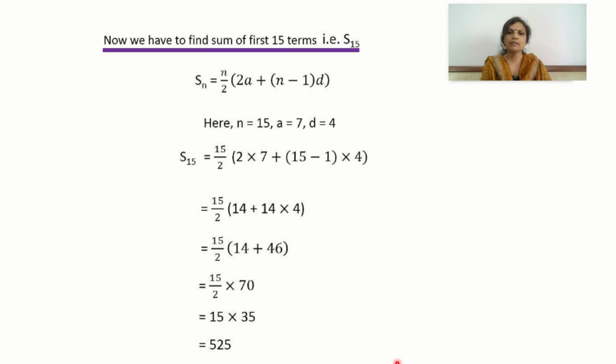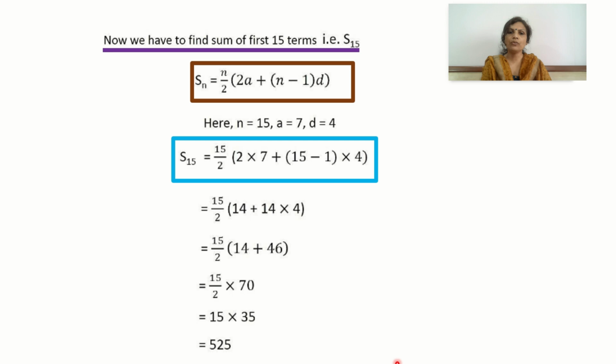This is now very simple. You just have to make use of the formula of S15. First write Sn, your formula: n by 2 in the bracket 2a plus n minus 1 into d. Make the formula for S15, so 15 upon 2, 2 into 7 plus 14 into 4. Solve it. After solving, you get the value of S15 as 525.